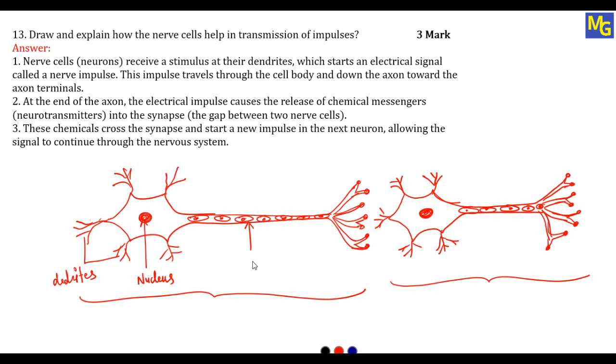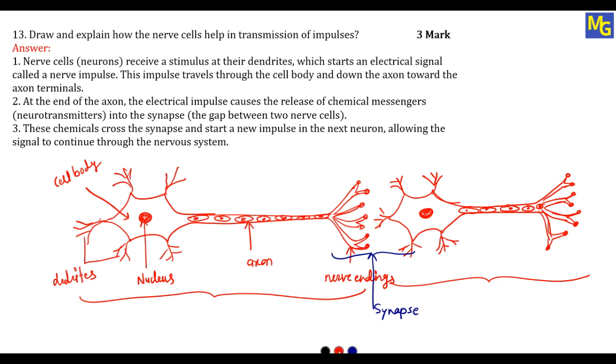This structure is called axon, and these are called nerve endings. And this body is called the cell body. Now this is another neuron. In between these neurons, you can see the gap. So this is the gap between the two neurons, which is very important and which is called synapse. So this is called synapse.